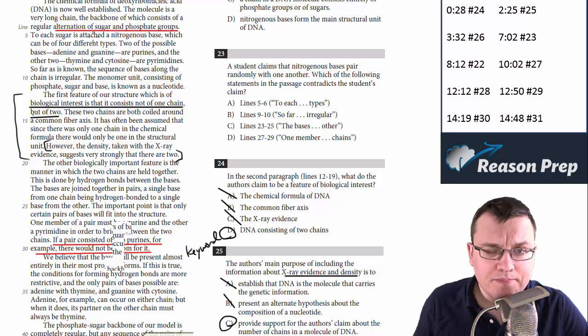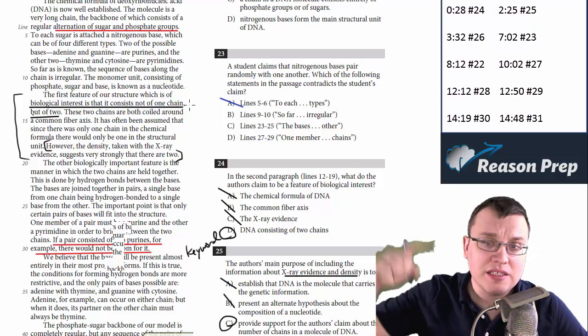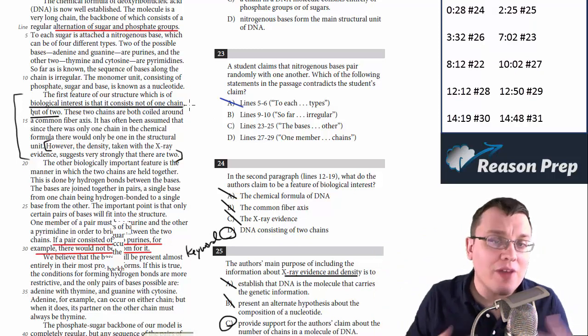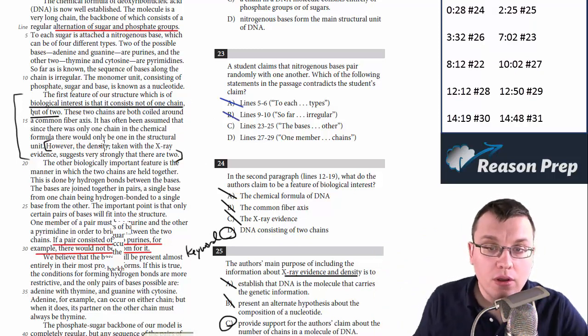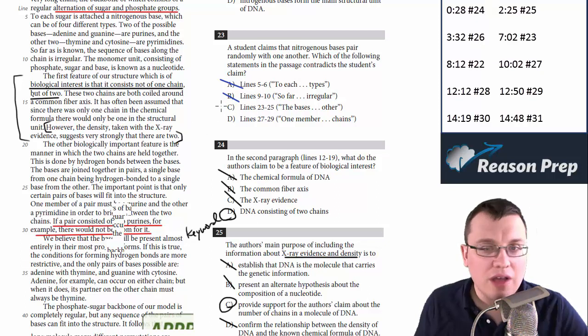So let's see. 5 to 6, to each sugar is attached a nitrogenous base, which could be of 4 different types. Doesn't say anything about their pairing. So far as is known, the sequence of bases along the chain is irregular. So that's the sequence of bases along the chain. That doesn't say anything about how they pair with one another, though. 23 to 25. The bases are joined together in pairs, a single base from one chain being hydrogen bonded to a single base in the other. It doesn't really say whether or not they're random.